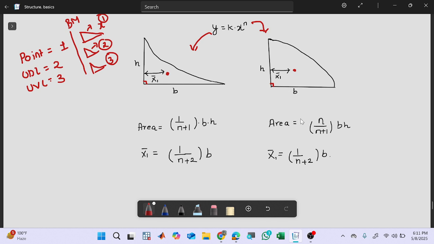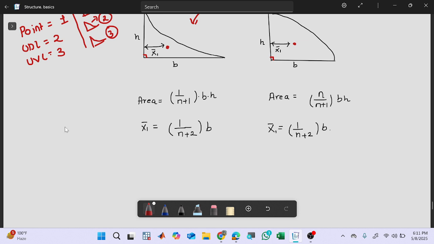And regarding the centroid, the CG, it is 1 divided by n plus 2 into b. For this figure, the area can be written as n divided by n plus 1 into b into h, and the centroid can be written as 1 divided by n plus 1 into b. Let's take the example of a point load.